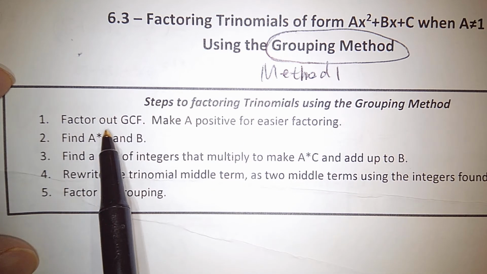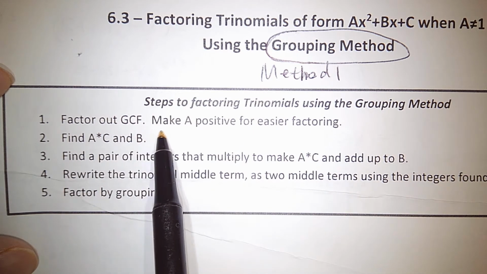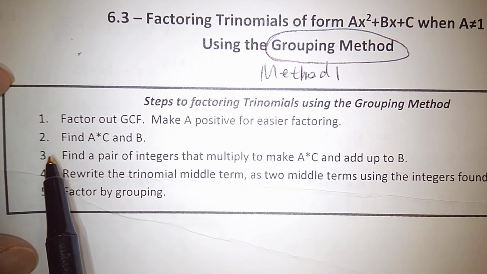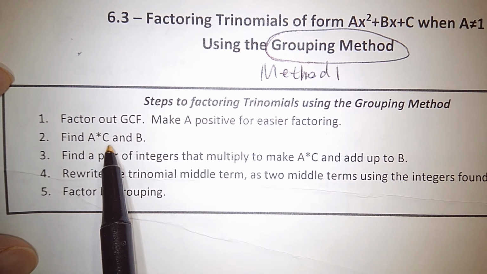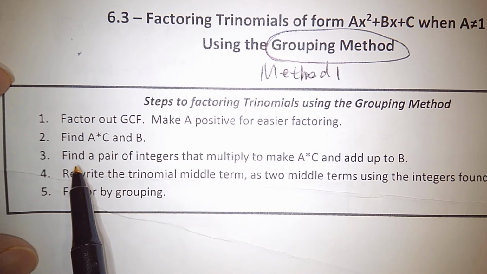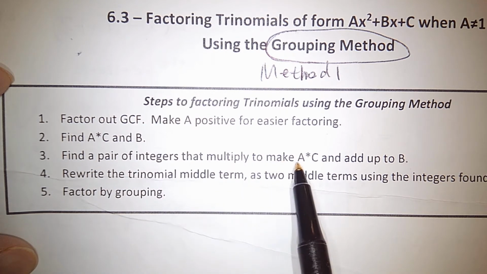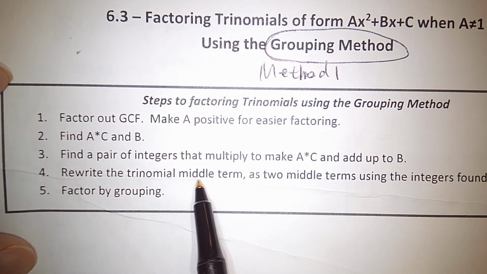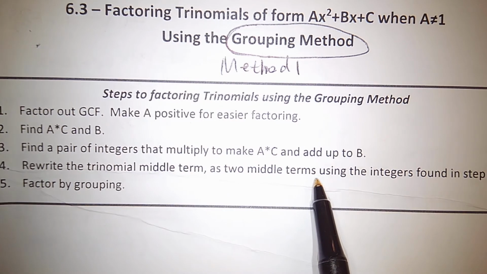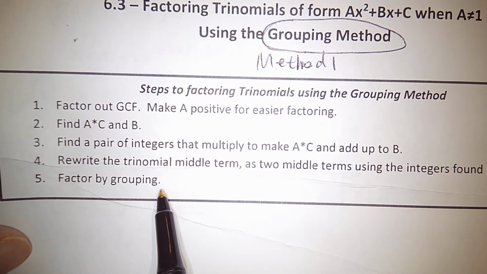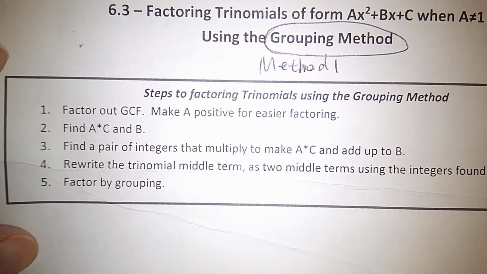1. Factor out the greatest common factor. Make a positive for easier factoring. 2. Find a times c, and b. 3. Find a pair of integers that multiply to make a times c and add up to b. 4. Rewrite the trinomial middle term as two middle terms using the integers found in step 3. 5. Factor by grouping. Very good. Thank you so much.